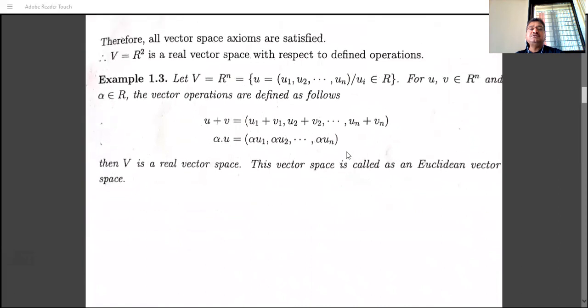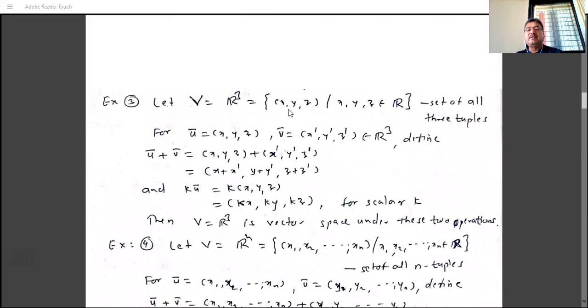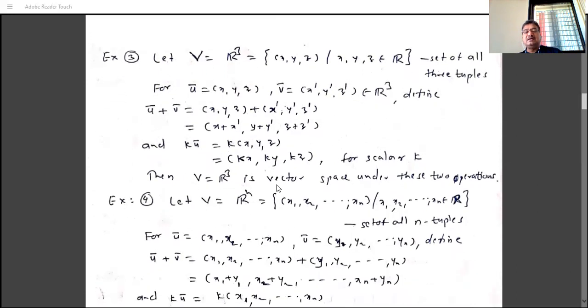Then in this way R3 is a vector space, Rn is a vector space. R3 is what? The set of 3-tuples x, y, z, such that x, y, z belongs to R. And again the addition of the two vectors, suppose u bar is x, y, z, v bar is x dash, y dash, z dash, then their addition is like this: x plus x dash, y plus y dash, z plus z dash, a 3-tuple. And k u bar is this: kx, ky, kz for any scalar k. Then V equal to R3 is a vector space under these two operations.